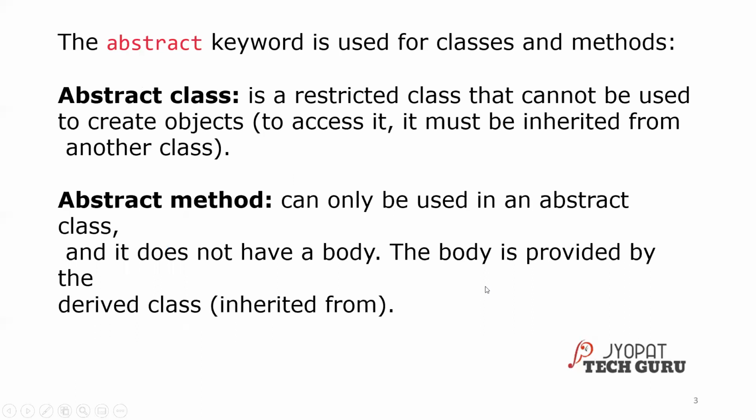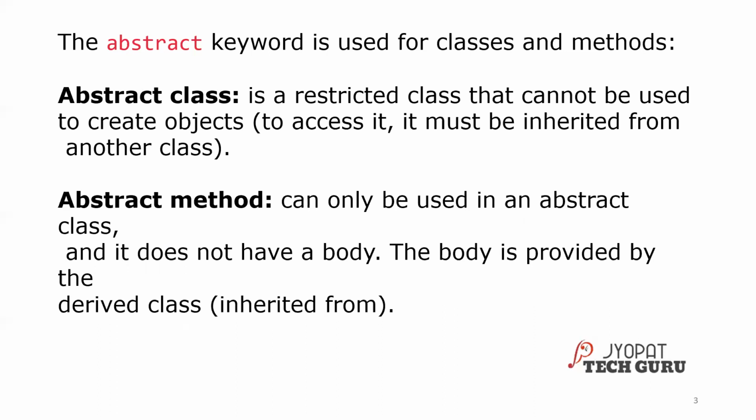The abstract keyword is used for classes as well as methods. So what is this abstract keyword? You can attach it to both a class as well as a method. An abstract class is a restricted class that cannot be used to create objects. To access it, it must be inherited from another class. So if you add the abstract keyword to the class, first of all, I cannot create the object of that class. Second, I have to inherit it. Then only I can use that particular class.